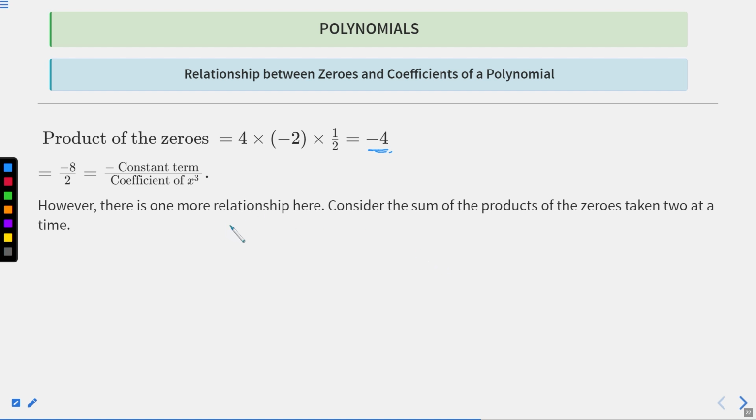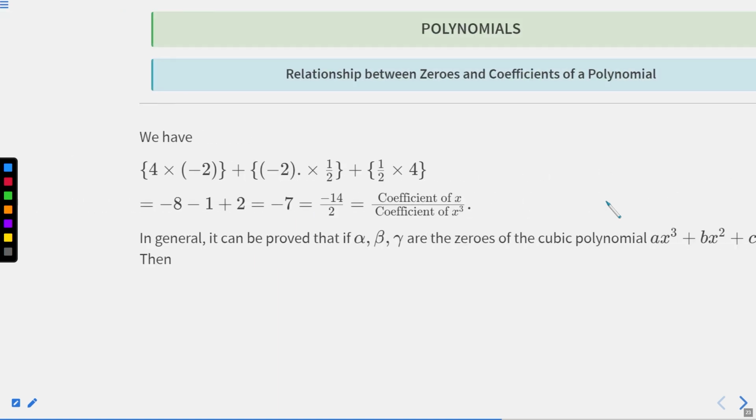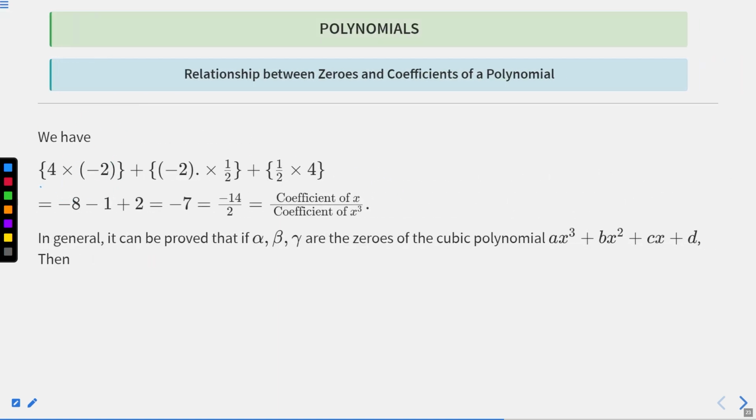However, there is one more relationship here. Consider the sum of the products of the zeros taken 2 at a time. So when we take 2 zeros at a time, and if we take the sum of the products of these zeros, then we'll get another relationship. So if we take the products 4 times minus 2, minus 2 times 1 by 2, and 1 by 2 times 4, and if we take the sum, this is equal to minus 8 minus 1 plus 2, and this is equal to minus 7.